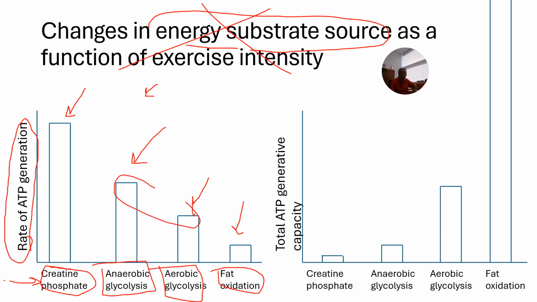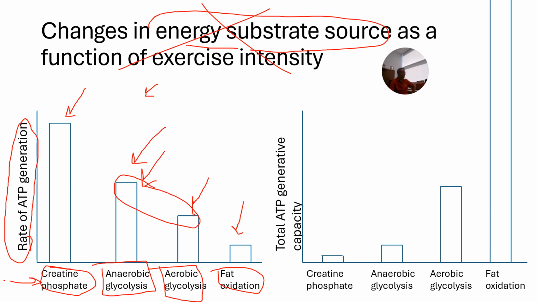And then our two forms of glycolysis here, anaerobic, rate of ATP generation very high, right? Because it's just going through glycolysis. But it slows down if it's going into oxidative metabolism in the mitochondria with the citric acid cycle and the electron transport chain, because that's a slower process. And in fat oxidation, that's all it has, so it's a much slower process.